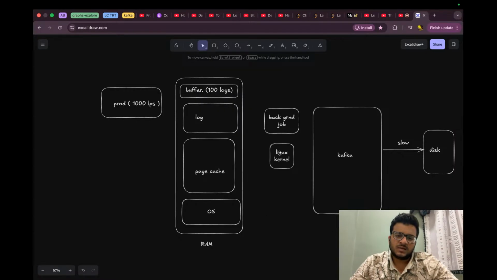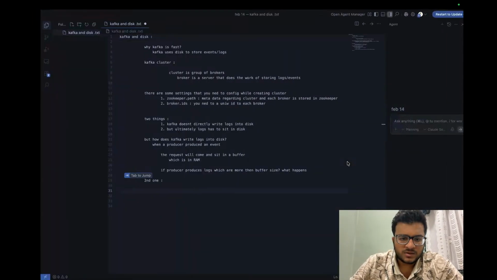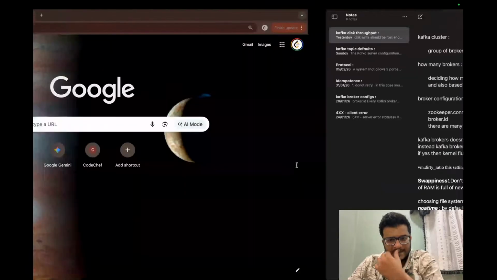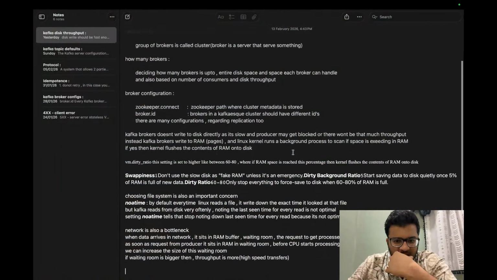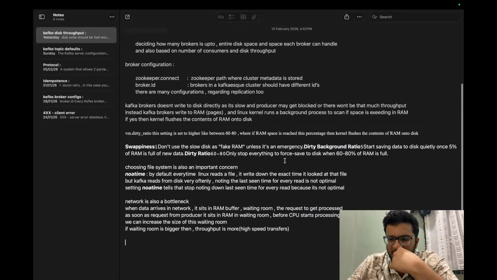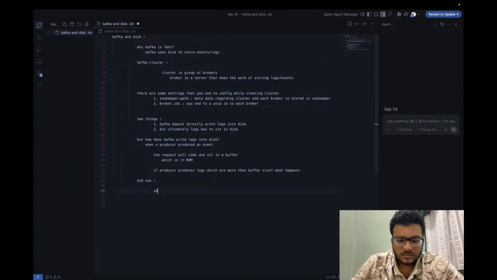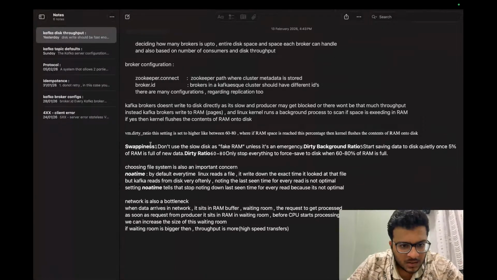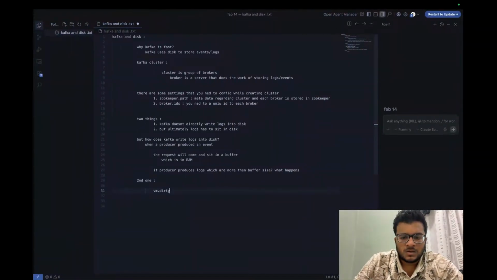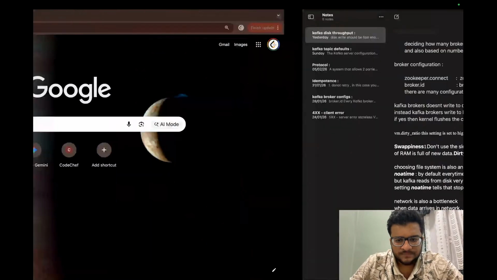So what happens is the Linux kernel background job will be running, and you have a setting. I don't remember the exact setting, but I have it here. Yeah, vm.dirty_ratio. The spelling is dirty underscore ratio. So what does this do?